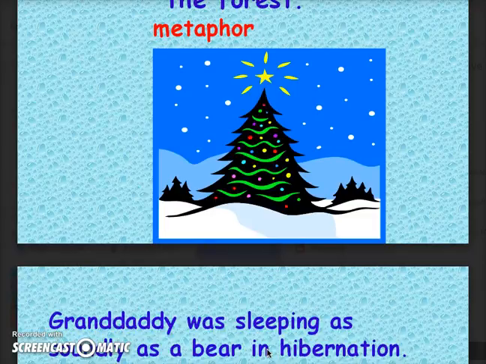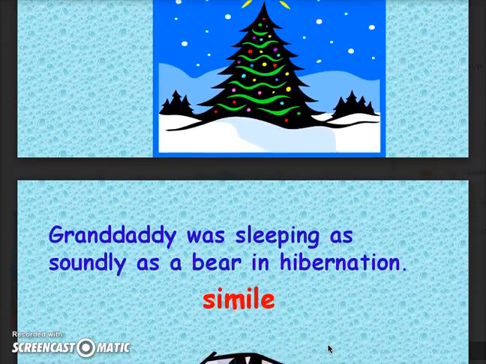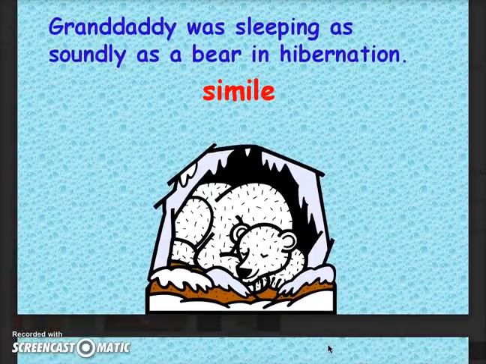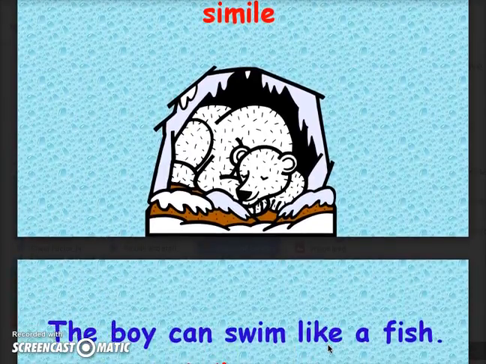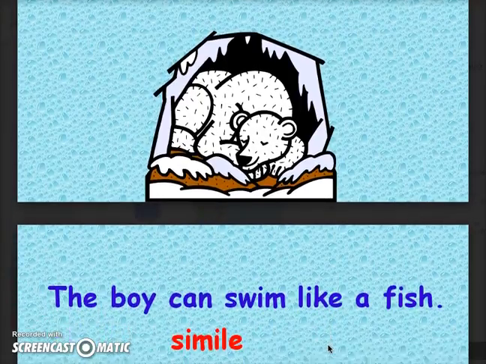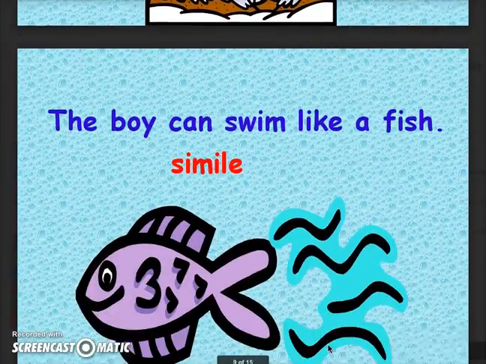Granddaddy was sleeping as soundly as a bear in hibernation. And I'm going to give you a hint. I want you to take a look at this word and this word. And that might be able to help you figure out how to choose the correct form of figurative language here. Granddaddy was sleeping as soundly as a bear in hibernation. If you said simile, you're correct. The boy can swim like a fish. Simile. Good job, boys and girls.